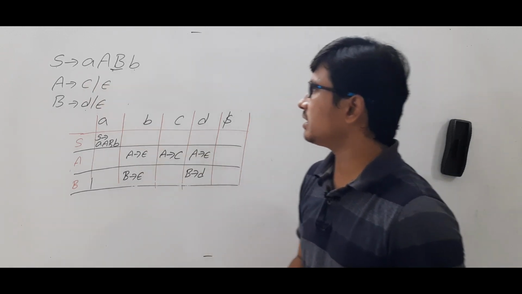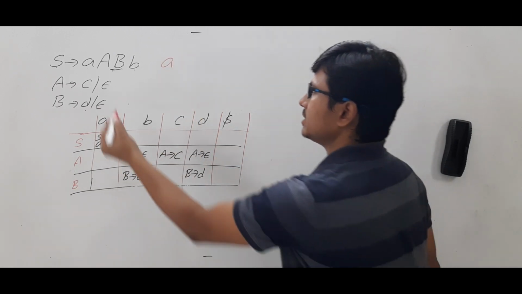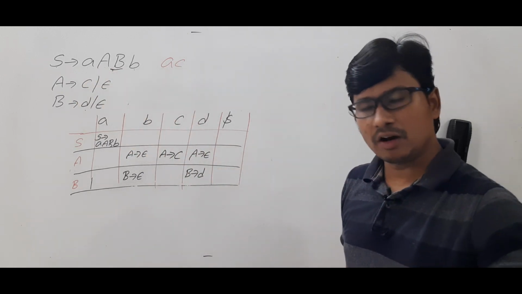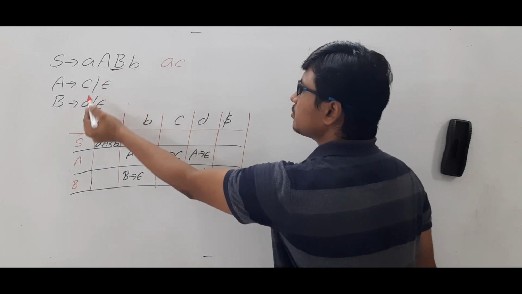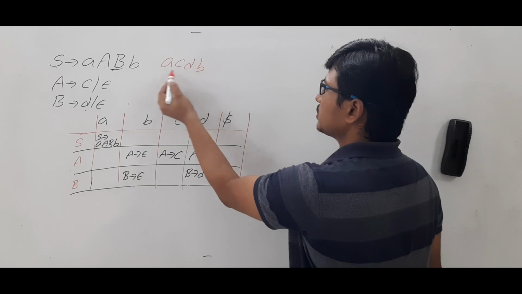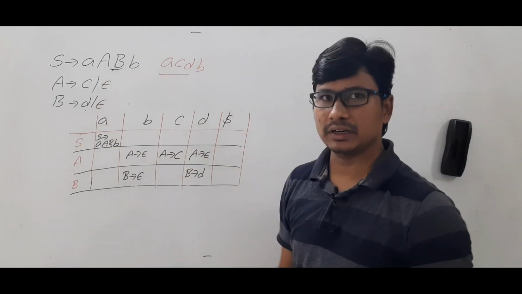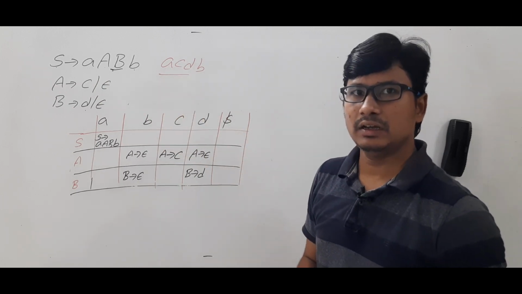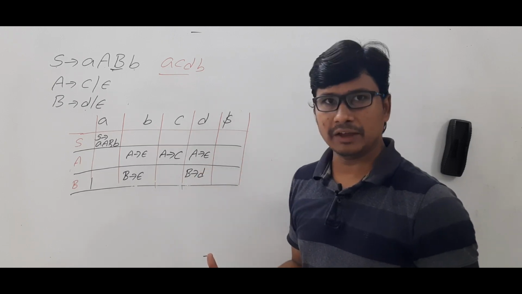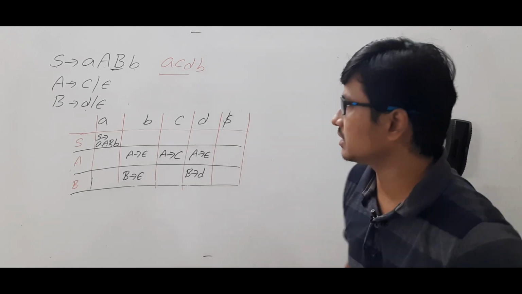Now if you look at it, one simple string possible is A. In place of this A, I can keep C or epsilon. I am keeping C. In place of B, I can keep D or epsilon. I can keep D. I will get this one. So this is a string possible over this grammar. Now for this string, I will keep it in the input buffer. I will take this parsing table and give it to the parsing algorithm to generate the parse tree.